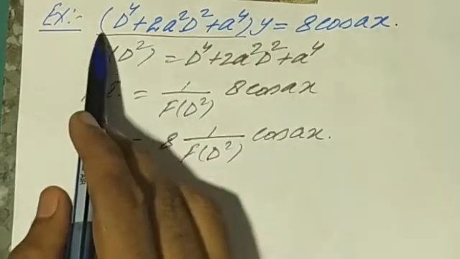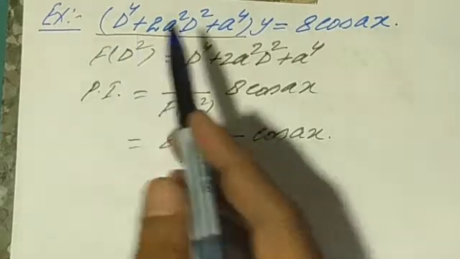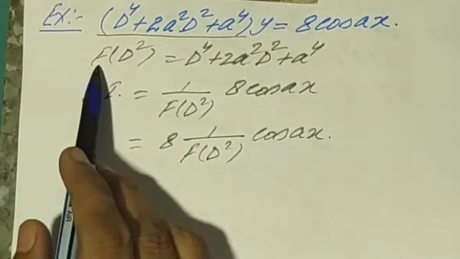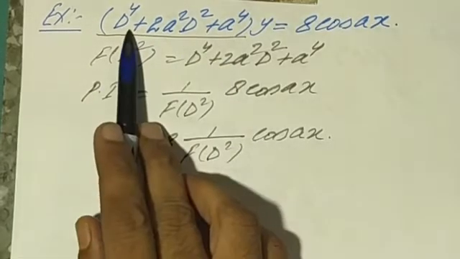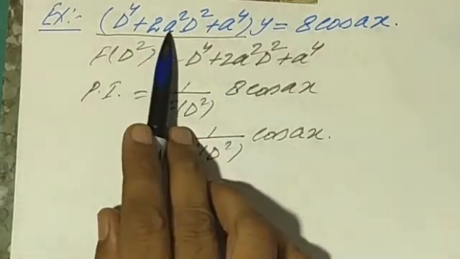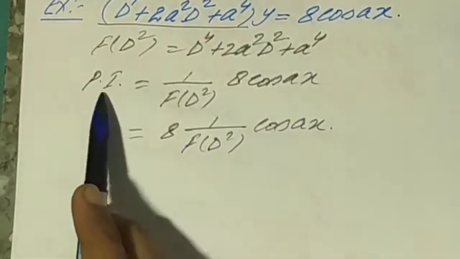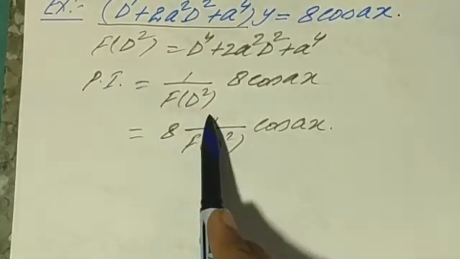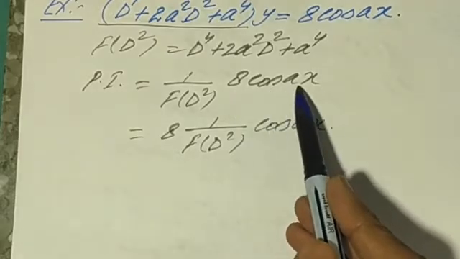So this expression we denote by f(D), but in the case of sin ax and cos ax, we denote it by f(D²). So f(D²) is D raised to power 4 plus 2a²D² plus a raised to the power 4. So in that case, PI, that is particular integral, is equal to 1 upon f(D²), and the function on the right hand side is 8 cos ax.